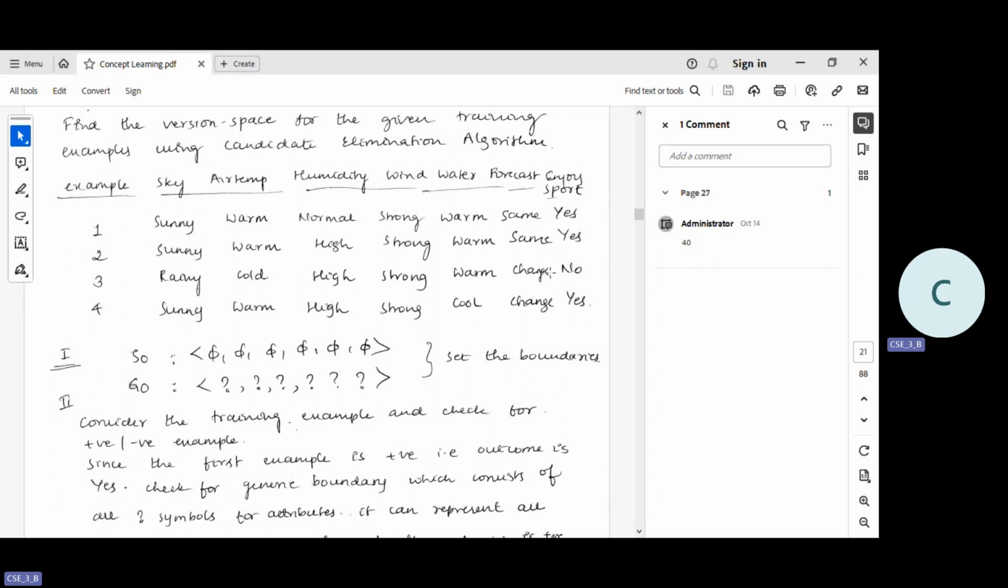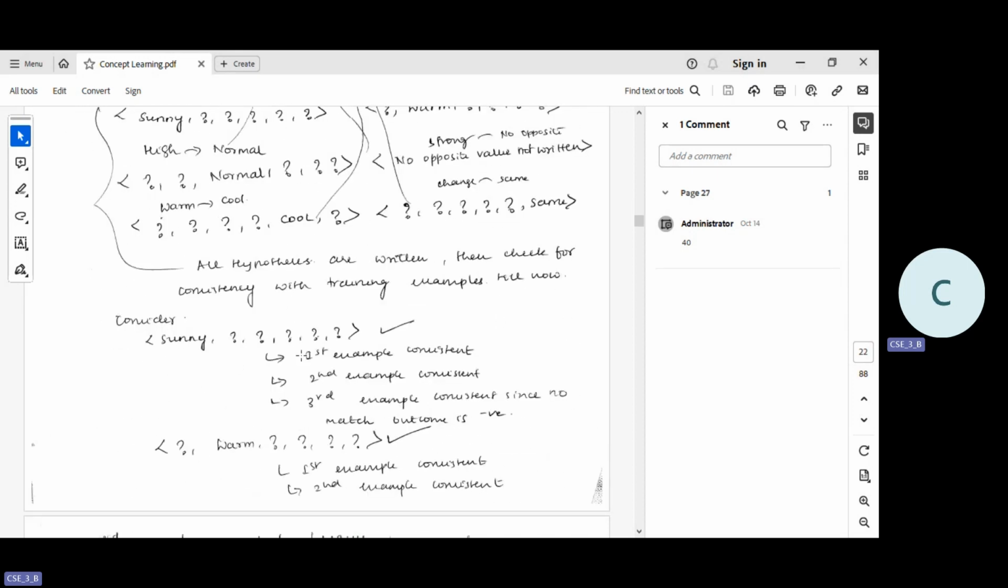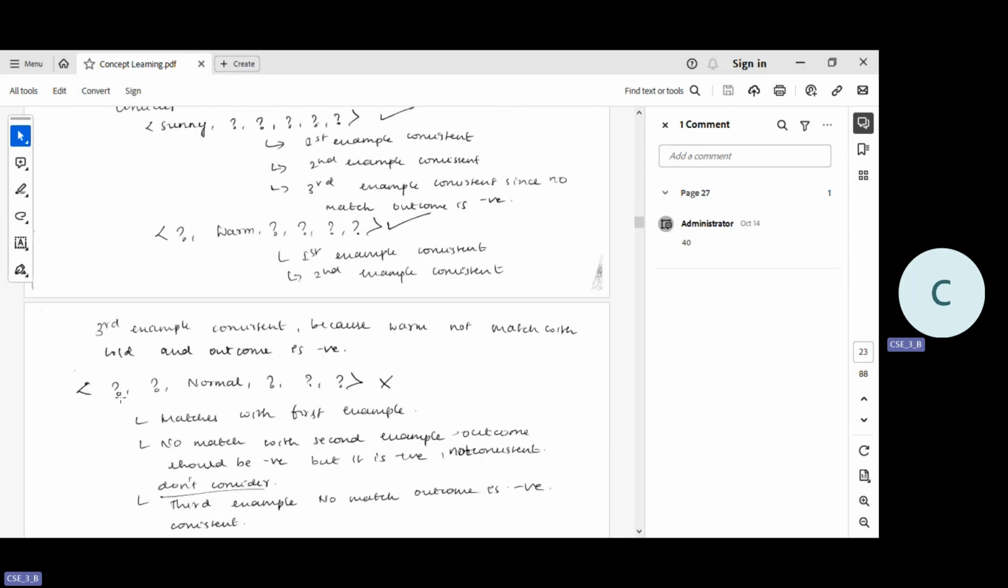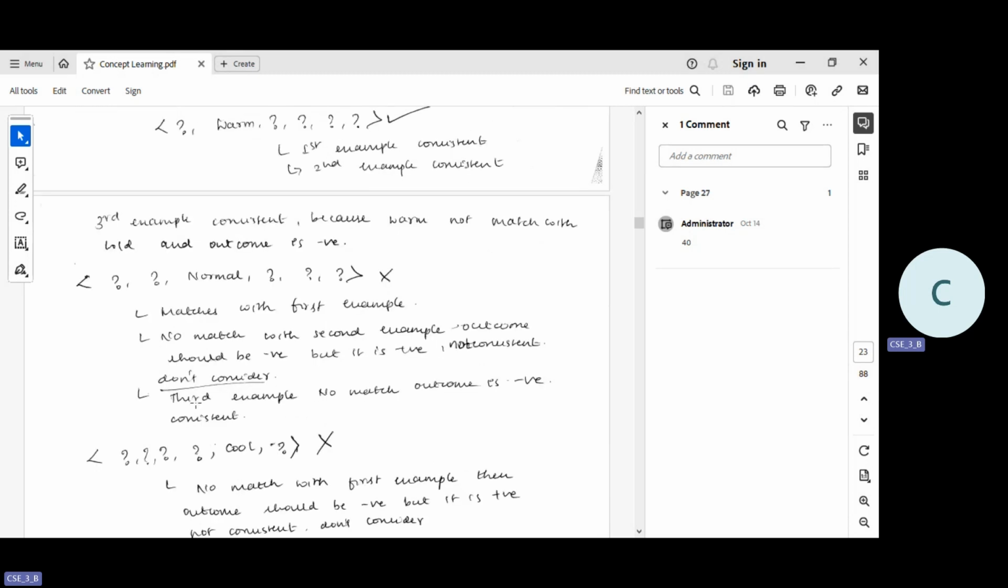So what is the purpose of the candidate elimination algorithm? We have to find a consistent hypothesis. That is nothing but one that is consistent with all the training examples. So in this case, it is not consistent with the second example. So we are not considering this particular hypothesis, that is question mark, normal, and all the question marks.